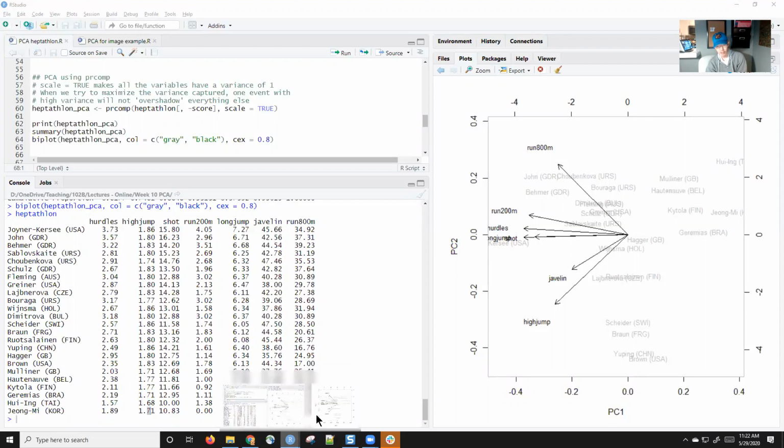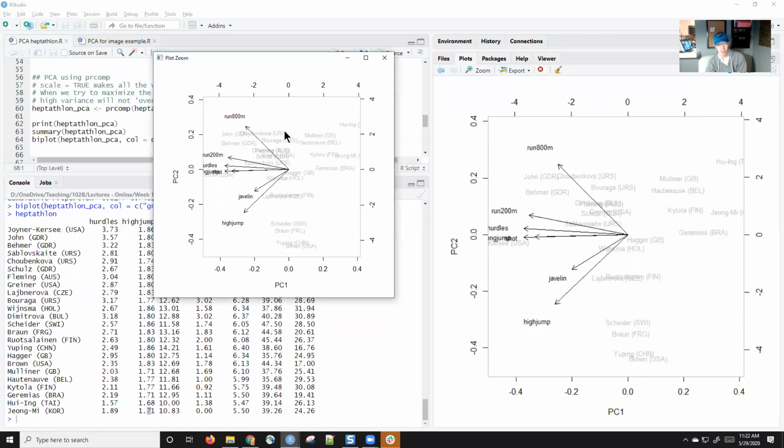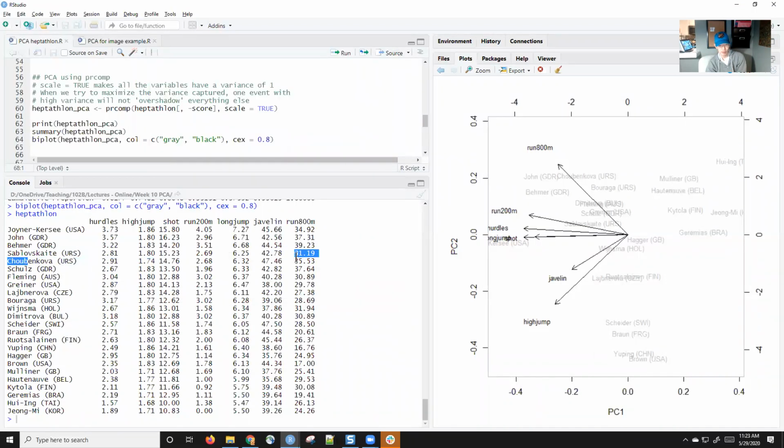Okay, and then also on the biplot, if you look, so here it would be Chobankova right here, either indicating low high jump performance or good 800-meter run performance. And if you look at Chobankova, you can see, oh yeah, the 800-meter run performance was very high, and the high jump performance, relatively low.